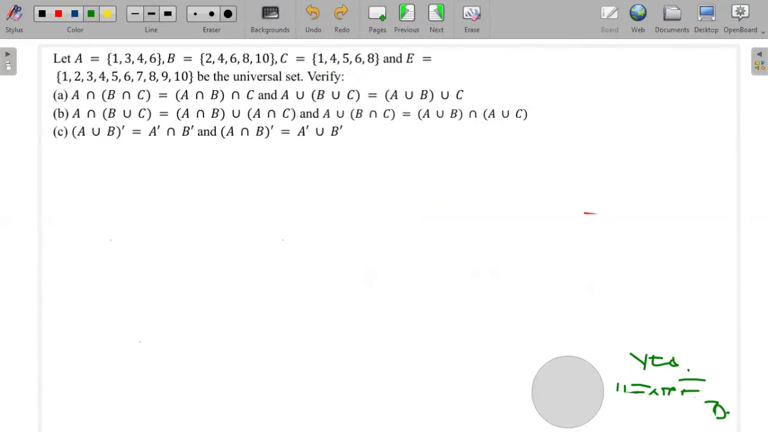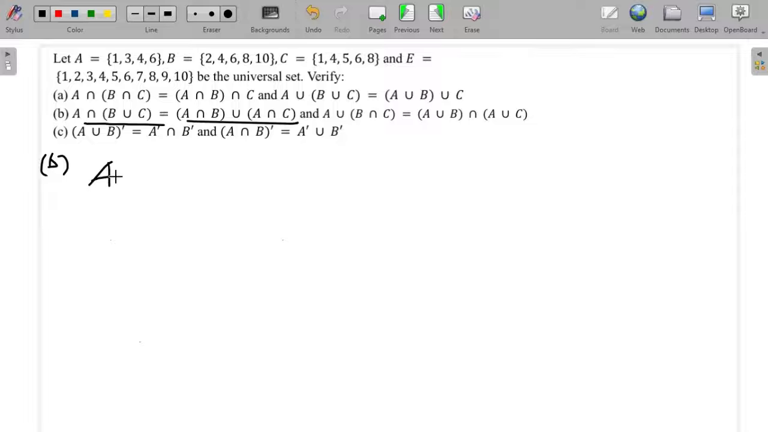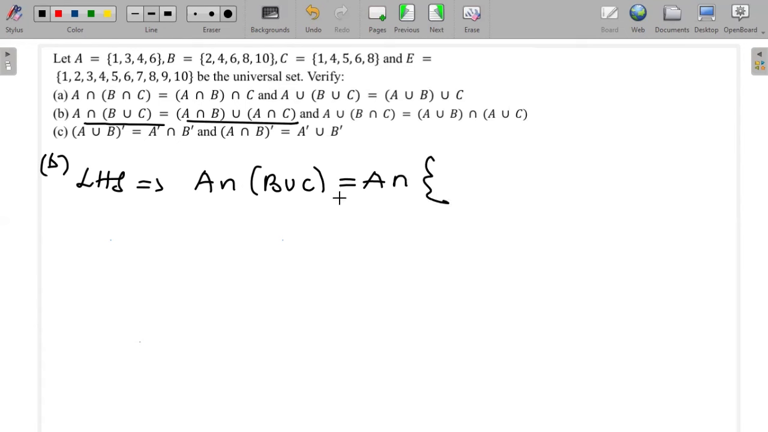So let's prove part B. So again, there are two there, the distributive. So B, they're saying prove that this is actually equal to this. Okay, so my left-hand side, which has A intersection B union C, is equal to A intersection, so what is B union C? So B union C, I'm just combining this with this. So that is 1, 2, 4, 5, 6, 8, and then 10. This is my B union C.